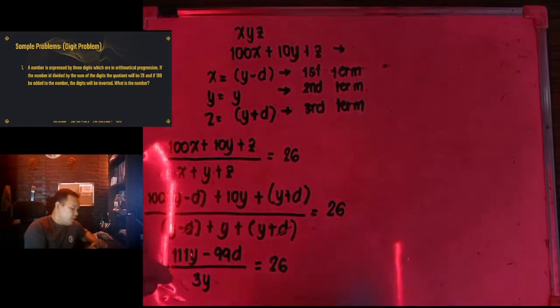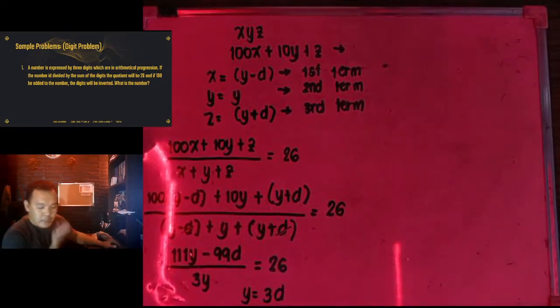Then multiply the 3y by 26 and combine like terms. We get 33y equivalent to 99d. Simplify, so y is equal to 3d.